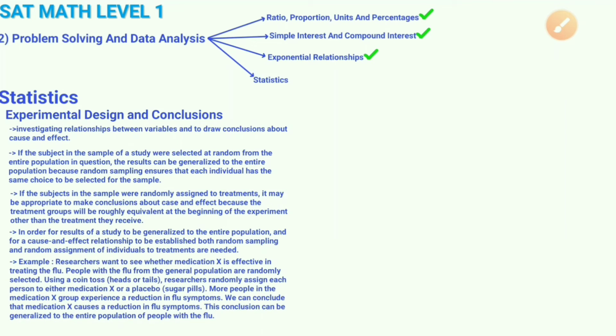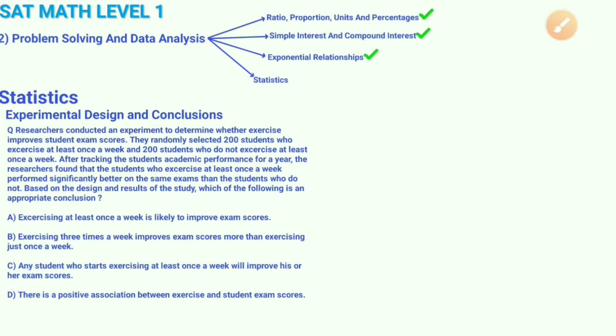Example: researchers want to see whether medication X is effective in treating the flu. People with the flu from the general population are randomly selected. Using a coin toss, heads or tails, researchers randomly assign each person to either medication X or a placebo sugar pill. More people in the medication X group experience a reduction in flu symptoms. We can conclude that medication X causes a reduction in flu symptoms. This conclusion can be generalized to the entire population of people with the flu.